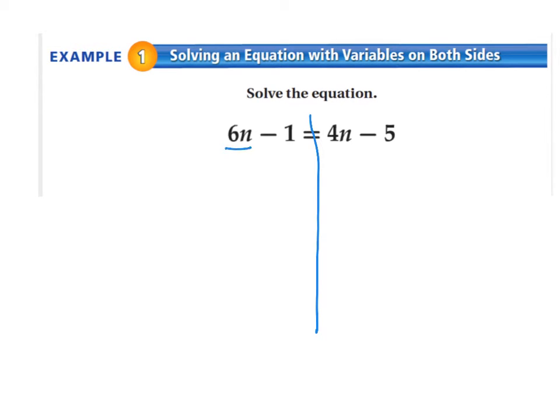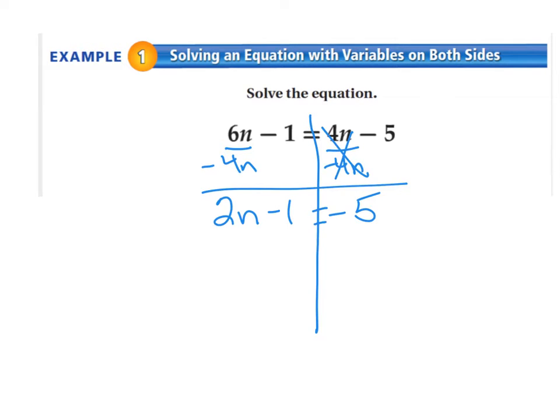I have a positive 6n and I have a positive 4n, so I know I'm going to subtract. If I subtract 6n from both sides, I'm going to end up with a negative number. So I don't want to do that. So let's instead subtract 4n from both sides of the equation. So now I get 2n minus 1. These cancel out, leaves me with my negative 5.